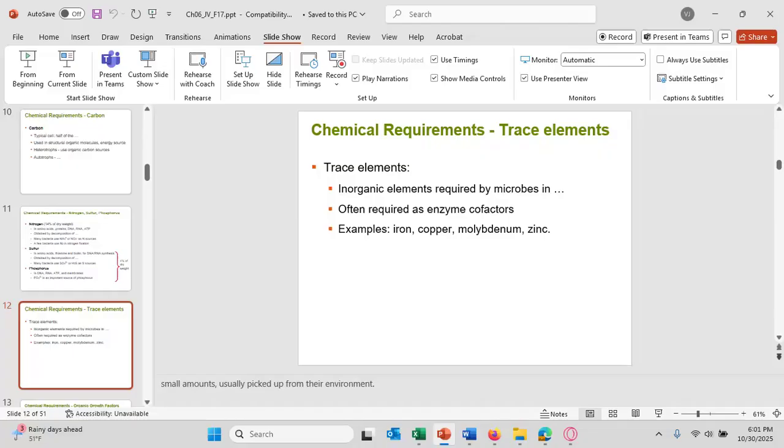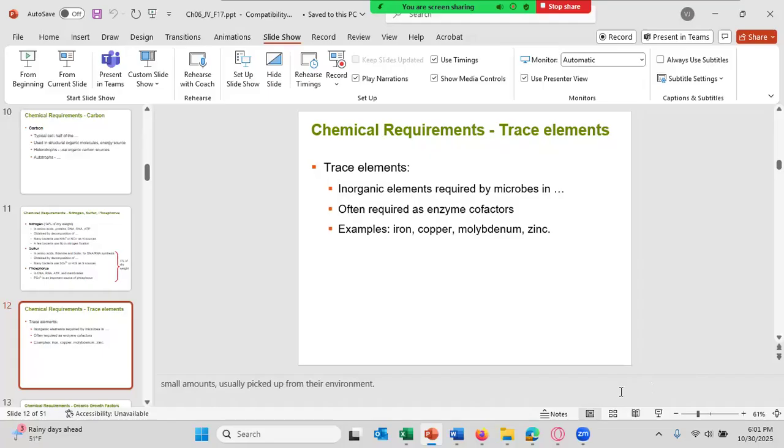Some examples of a trace element include iron, copper, and zinc. And most organisms get their trace elements just from the environment that they're in. Like humans get their trace elements from the food we eat, which contains the trace elements, or the liquids we drink.